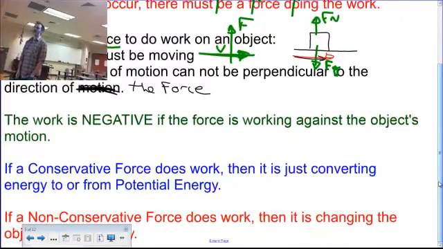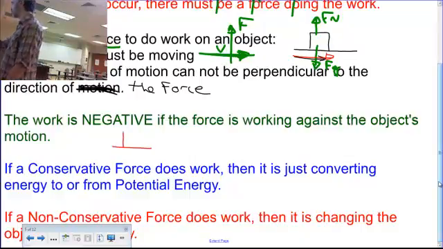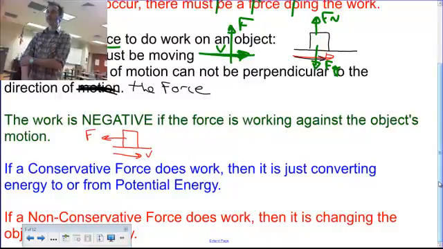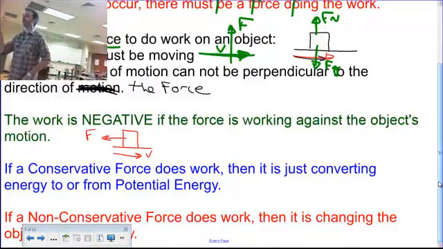All right. Now, next issue. It turns out that the work is going to be negative if the force is working against the object's motion. So in other words, if you've got a block that's sliding this way, and the force is this way, that's going to be negative work, because the force is working against the velocity, you're going to lose kinetic energy. So a loss of energy corresponds to negative work. Okay? And we'll talk about this more when we do the work video at the end of the chapter here.